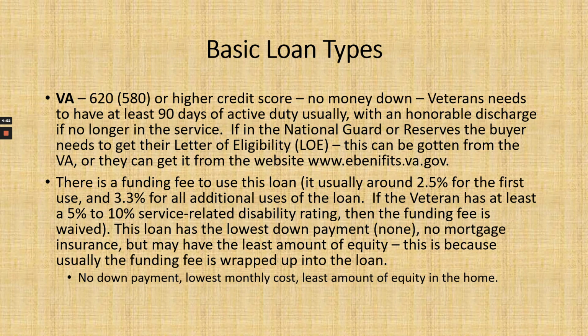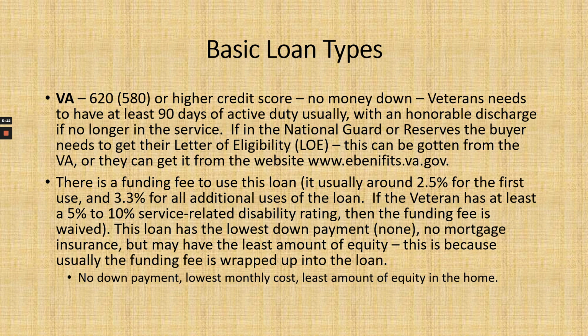Now there's a funding fee. It's usually around 2.5% for the first time and 3.3% for after that. Now, if you have any kind of, I say a 5 to 10% service-related disability, but I've seen them waive it for as low as 1.5%. If you have any kind of disability, they're going to waive that funding fee. Okay, so that's a good one.